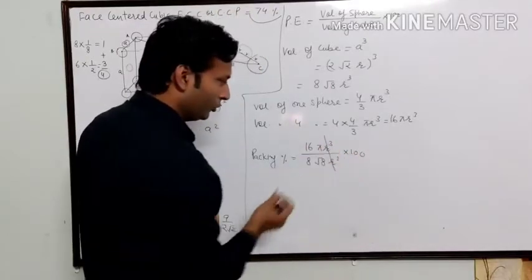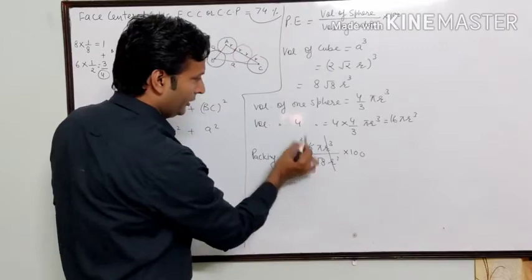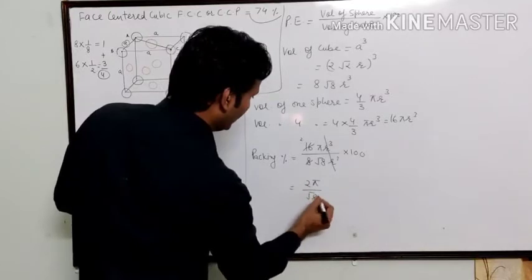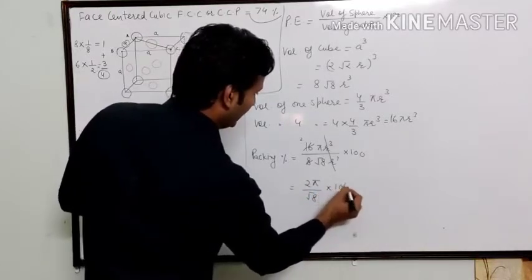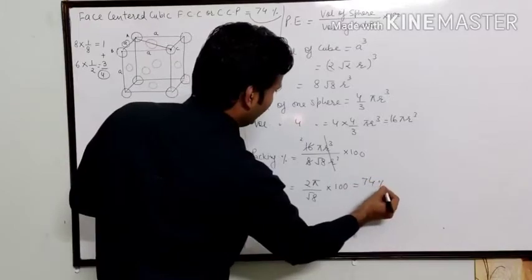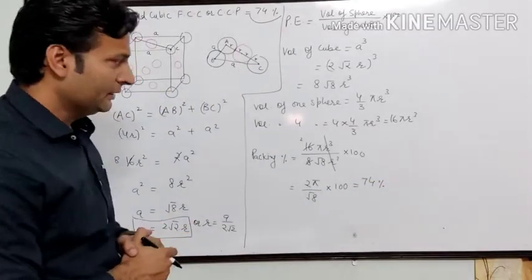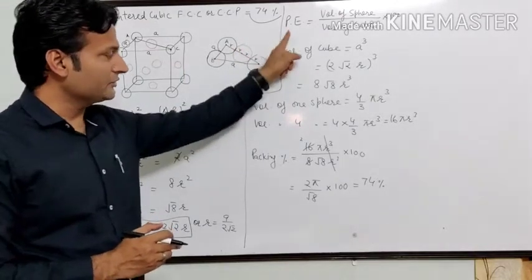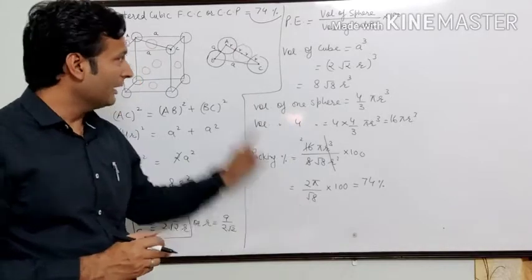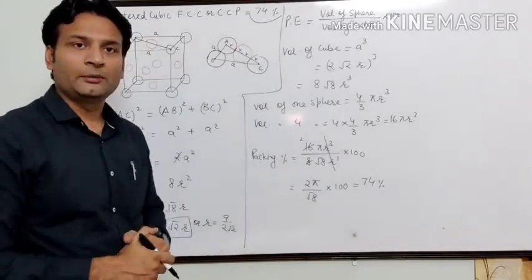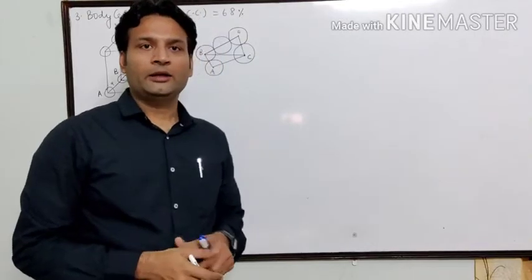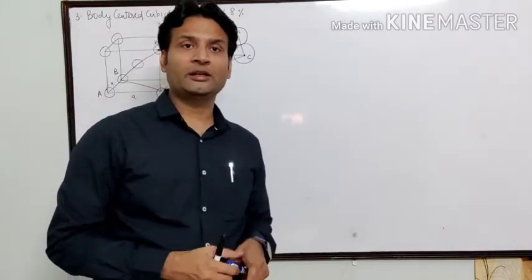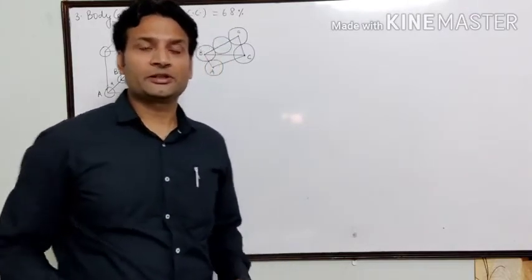R cube can be cut by r cube and 16 can be cut by 8. Now it is 2 pi upon root 8 into 100, and when you solve this it will be 74.02%, that is 74%. In this manner we can prove that the packing efficiency or packing percentage in FCC unit cell is 74%. Now our third type is BCC, that is body centered cubic structure, and as you know, in body centered cubic structure the packing efficiency is 68%.